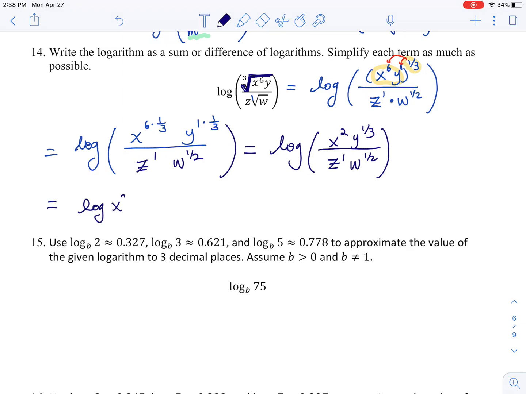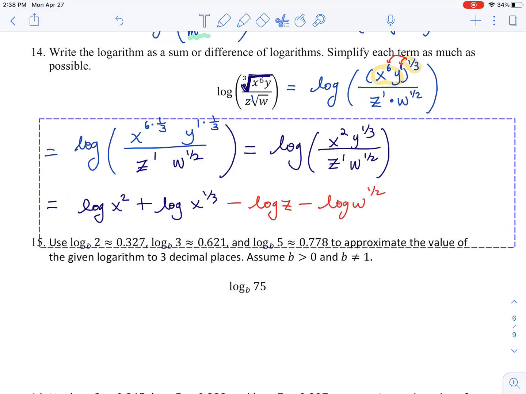So I will have log of x squared plus log of y to the 1/3. But listen, these two are the ones on top. The other ones, as we are going to the bottom, they better have what sign underneath? What sign here? Minus. Minus log z to the 1st minus log w to the 1/2 power.